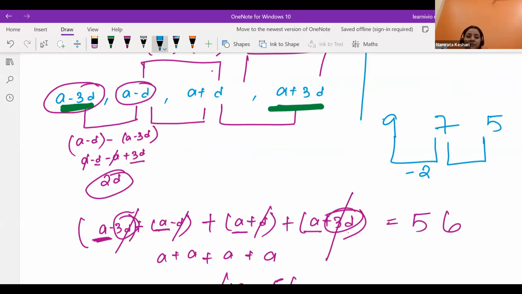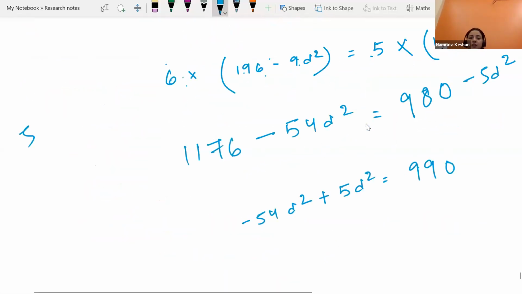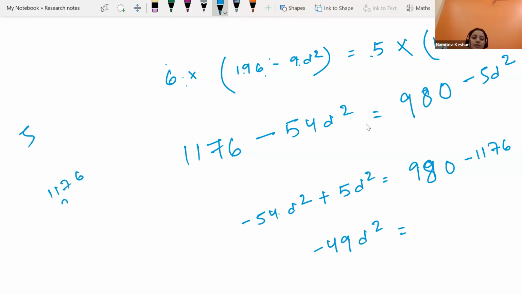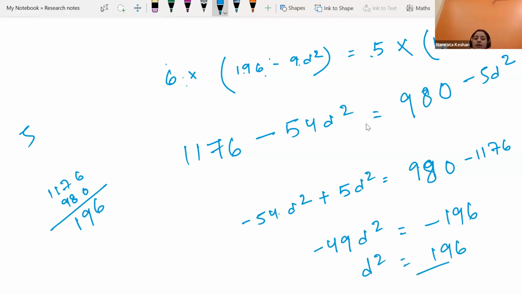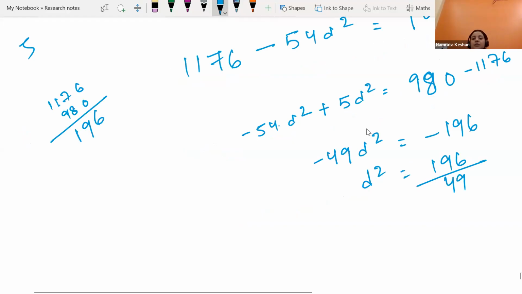Yes ma'am. What's the final answer you got? Let me show you, I have not solved it. Okay, here 980 was there, and 1176 from the other side will come, and we set it like that. We'll be having here 5, that means minus 49 d square is equal to 980 minus 1176. If we do the subtraction, we will be getting minus 196. So minus 49 d square is equal to minus 196, okay, plus because minus minus cancel.